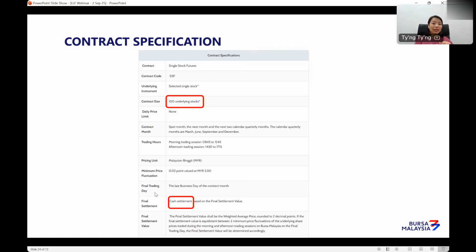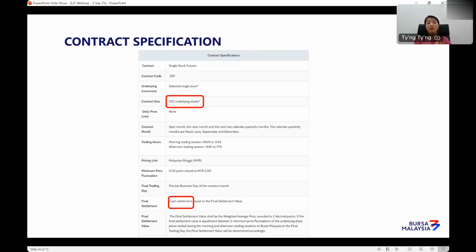The final trading day will be the last business day. For example, for September contracts, we can trade all the way until the last trading day, let's say the 30th of September. If it is not a public holiday or a weekend, then this will be the last day. If I'm holding a December contract, I can trade until the 31st of December. So that would be the last day for me to trade the contract. But don't worry about it.